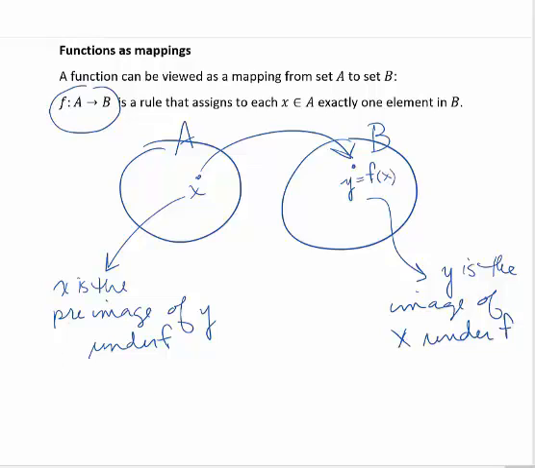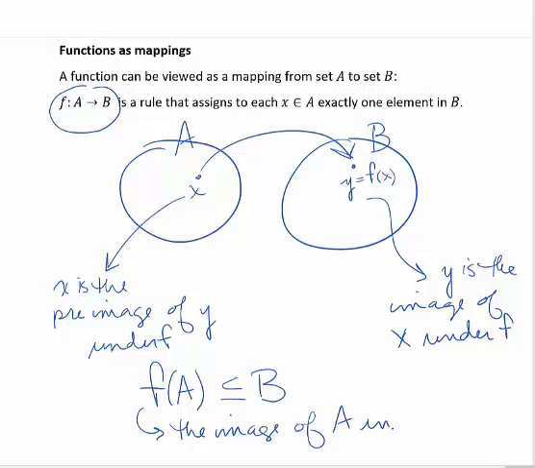We can think of F of the set A. Now this is not the rule applied to a set. The rule is applied to the elements of A. F of A actually is a subset of B. It might be all of B. But F of A is called the image of A under F. So it's a set. It's a different use of that notation. It's the elements of B that get hit by the mapping.